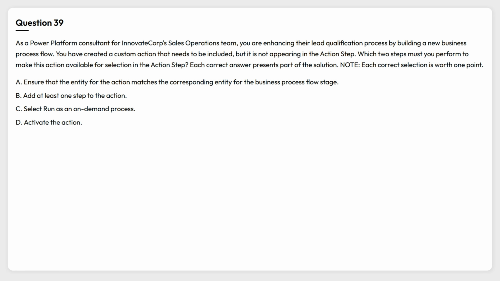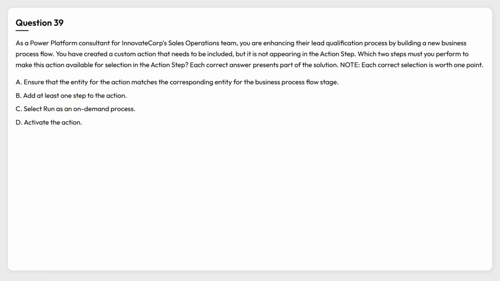Question number 39. As a Power Platform consultant for Innovate Corp's sales operation team, you are enhancing their lead qualification process by building a new business process flow. You have created a custom action that needs to be included, but it is not appearing in the action step. Which two steps must you perform to make this action available for selection in the action step?